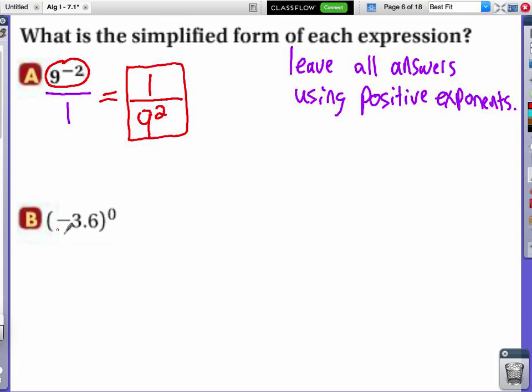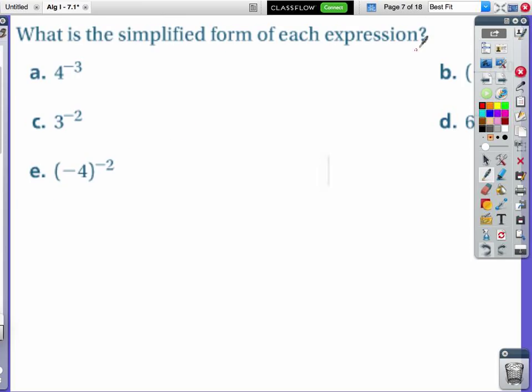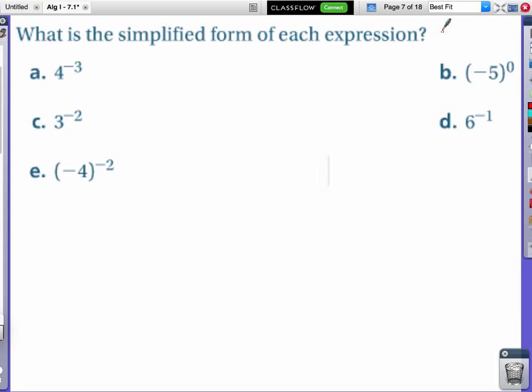Letter B, we have a number in parentheses. It doesn't matter that it's negative. Any number to the 0 power equals 1. So again, all of these we're going to leave with positive exponents. We're going to write our answer with positive exponents.